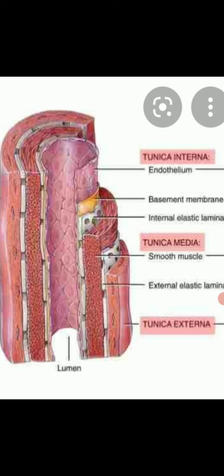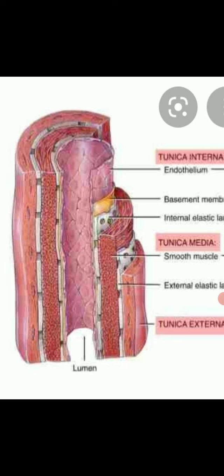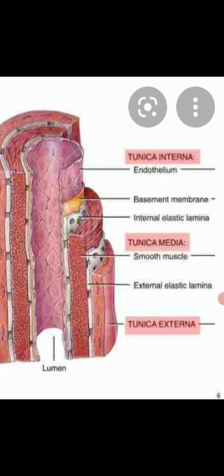Tunica interna means it's closer to the lumen. What is a lumen? Lumen is a place where the blood can travel, so that is called as lumen. So tunica intima is closer to the lumen, therefore the name. Media is a covering which is in the middle. Media means middle. Tunica externa is the outermost external covering of the blood vessel.